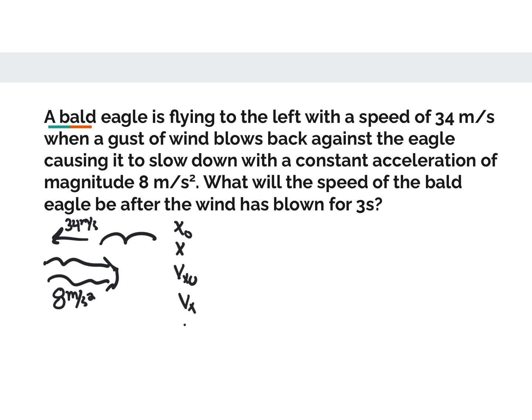But I'm listing my variables. The initial speed of the eagle is 34 meters per second. Its acceleration is negative 8. Again, you could flip those and you'd still get the same answer. The wind's going to blow for 3 seconds. We know nothing about how far it's moved, but we can still find that final velocity with the first equation.